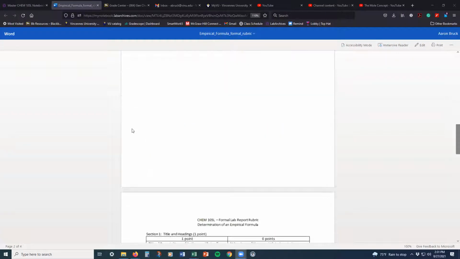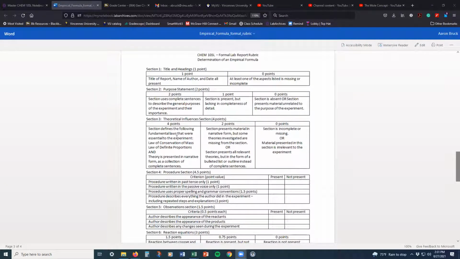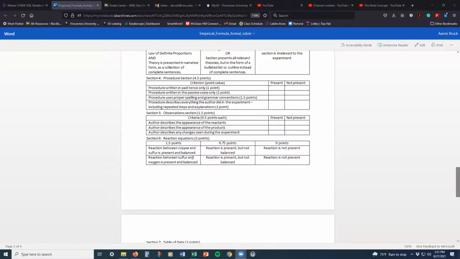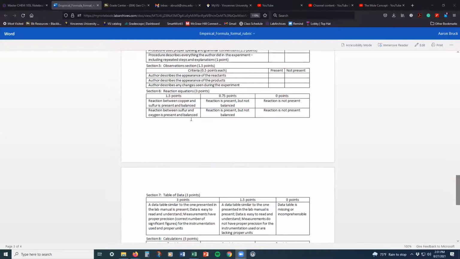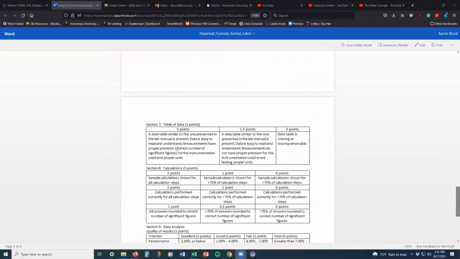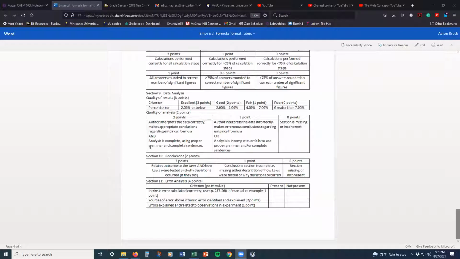And then down here, this is the rubric that we are going to use to ultimately grade your submissions. You can see in here, we've got checklists. We also have different ways to evaluate each thing. We have a certain quality section here in terms of what was your percent error, how well did you do the analysis, does it make sense? And then there's an error analysis piece here.